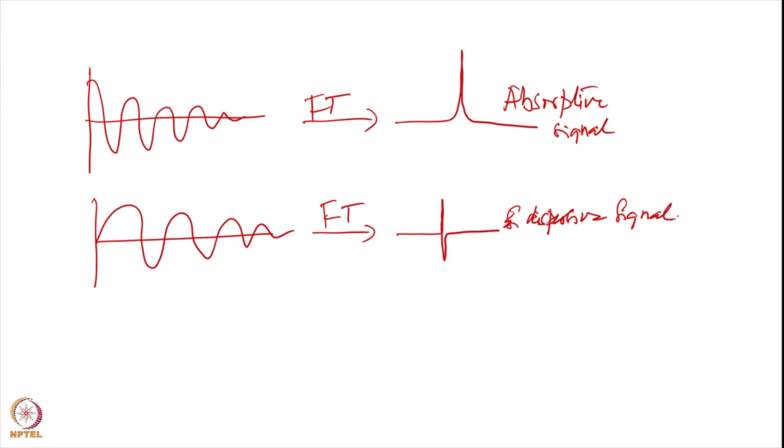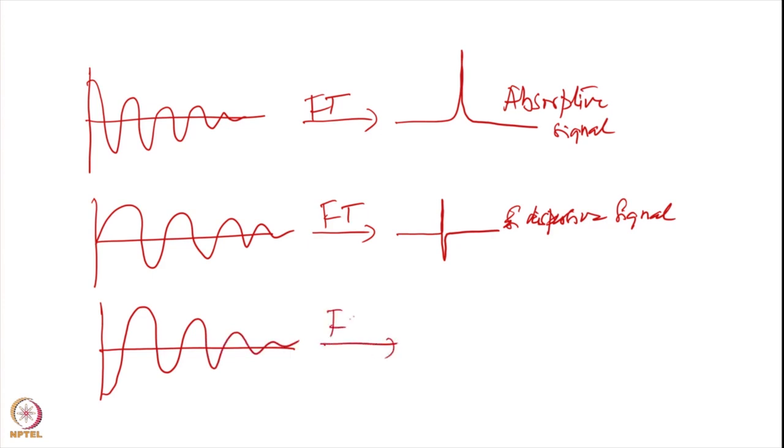Okay, so correspondingly you can also have the negative signs of these ones also. In other words, if I collect an FID which starts from the minus value, then I will get a signal which has a negative sign. Okay, so this is absorptive negative.